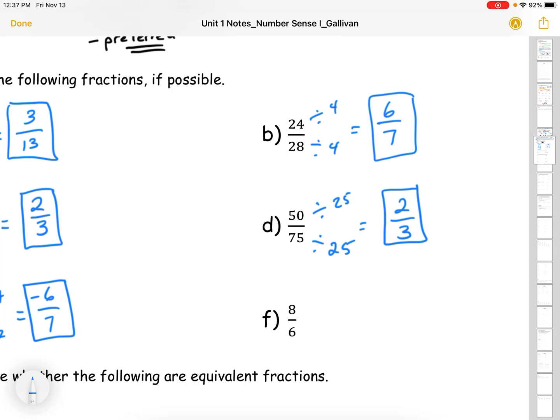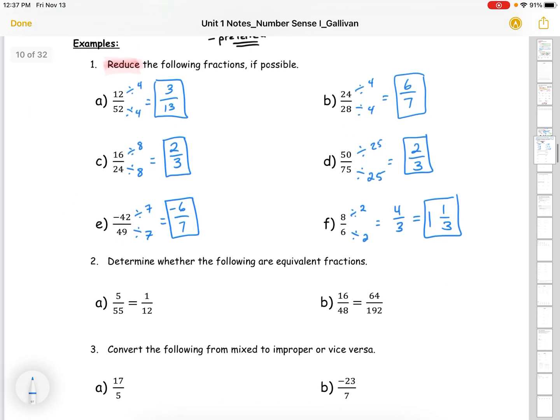8 and 6, well, I can divide this by 2, and I can divide this by 2, and I get 4 out of 3. Now, here's the thing. This is an improper fraction. So I would actually reduce that. I would divide the top by 3, and I'd get 1, and I'd have 1 left over. So I would change that one to a mixed fraction. Okay? Depending on what you're going to do with that fraction, you might leave it improper if you had more work to do with it, but the more complete answer is to reduce it to 1 1/3.